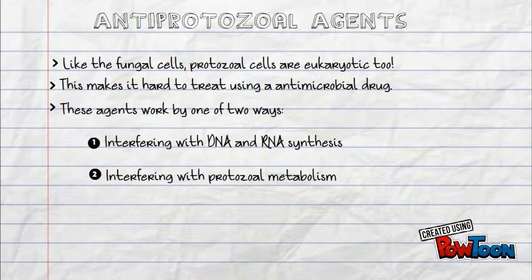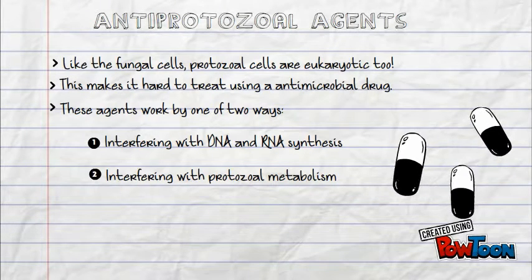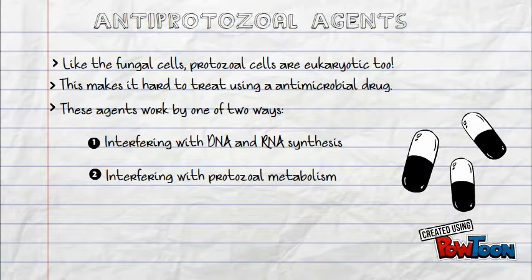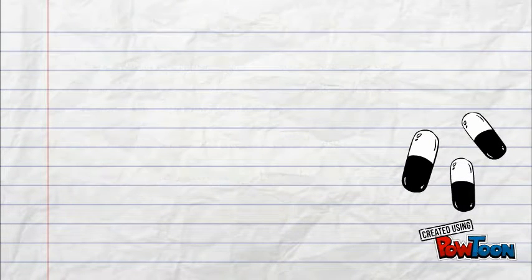Like fungal cells, protozoa cells are eukaryotic too. This makes them harder to treat using an antimicrobial drug. These agents work in one of two ways: by interfering with DNA and RNA synthesis, or by interfering with protozoal metabolism.